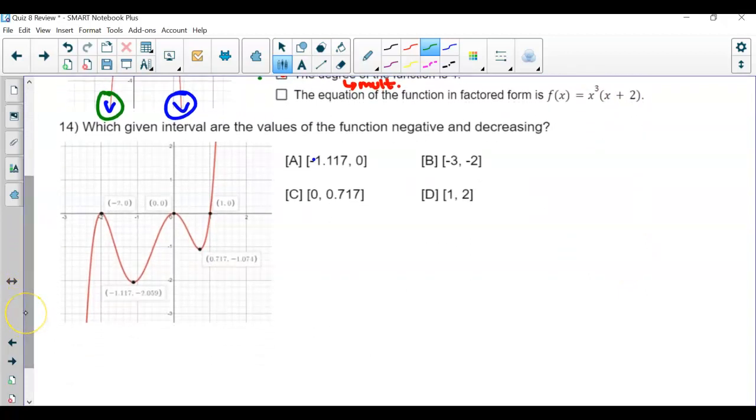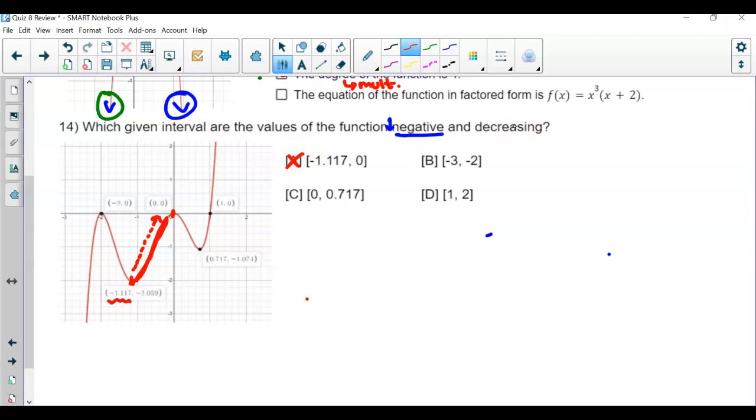So now question 14. Given the intervals, which of these are negative, so below the x-axis, and decreasing, so going down, reading the graph from left to right. So looking here at A, for example, this is our x values. So from negative 1.117, so right here, so from that value here to 0. So we're talking about this portion of our graph for A. Well, notice how it is below, so the values are negative, but read it left to right. What direction is our graph going? Up towards positive infinity, or it's increasing. So the answer is not A because we need decreasing.